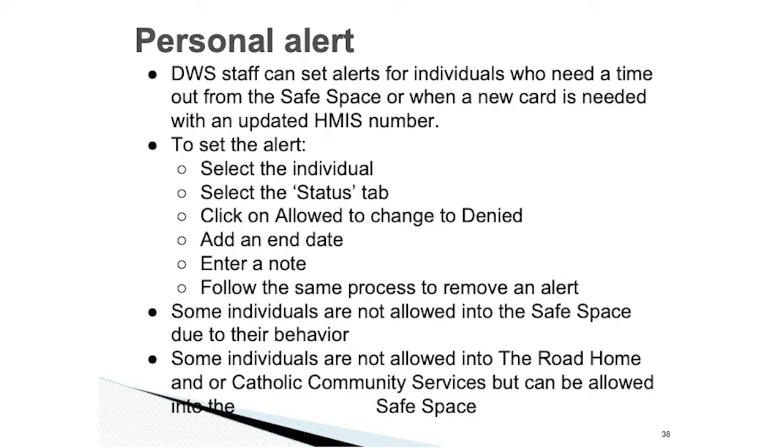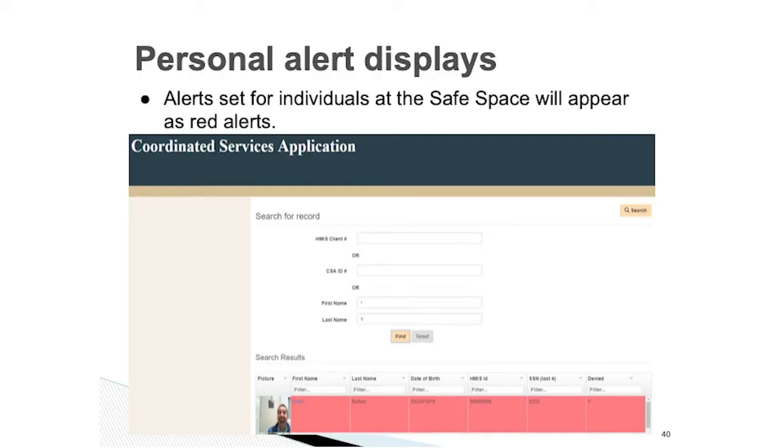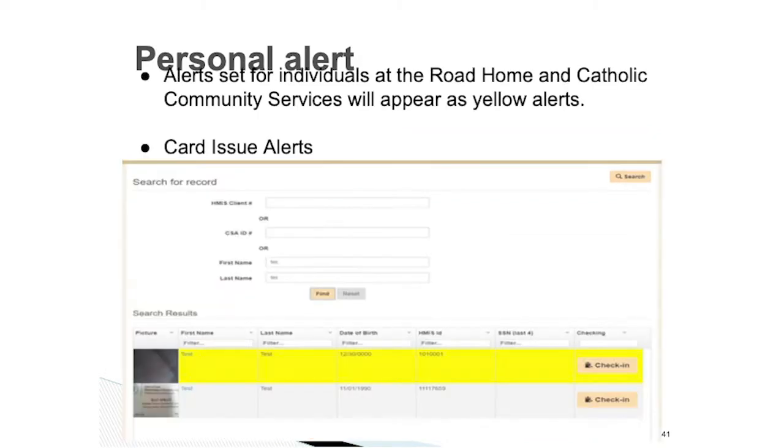So the HRC staff will use personal alerts when a new CSA is required due to duplicate HMIS records being merged. As of right now, DWS staff can set alerts for individuals who are temporarily not allowed to enter into the safe space. You will not need to worry about those that are highlighted that way, but make sure to watch for the ones highlighted yellow so that we can help identify those duplicate clients. Alerts set for individuals at the safe space will appear as red alerts, and those are the ones that you don't need to worry about.